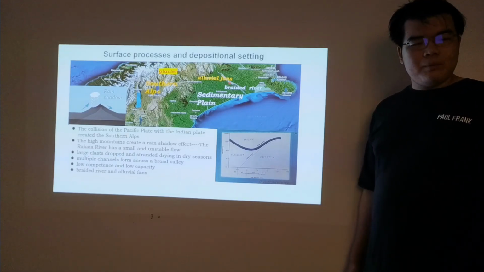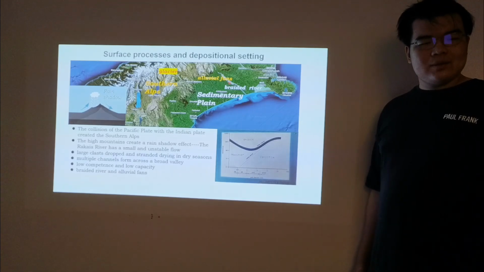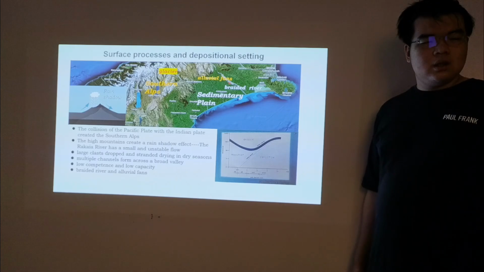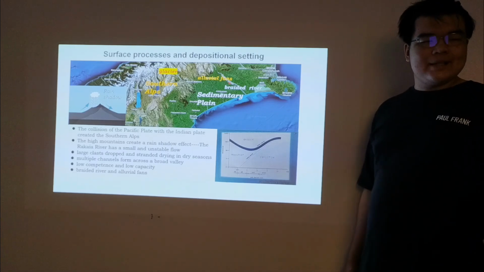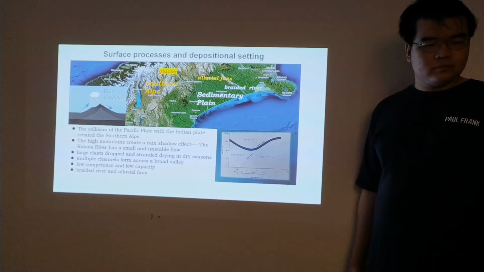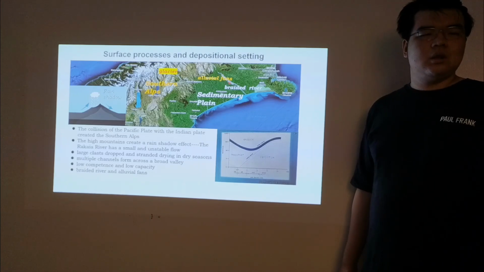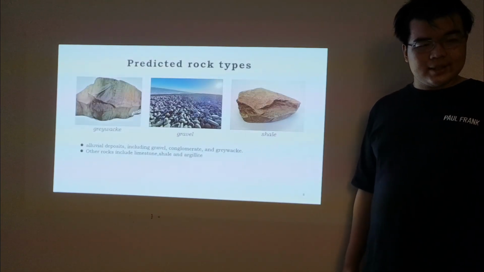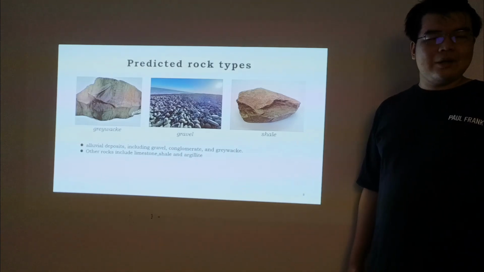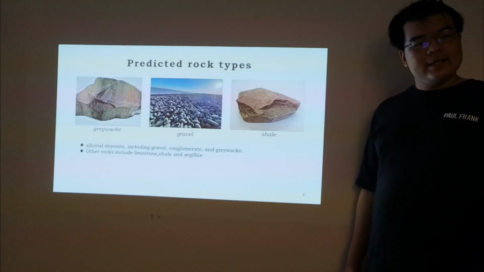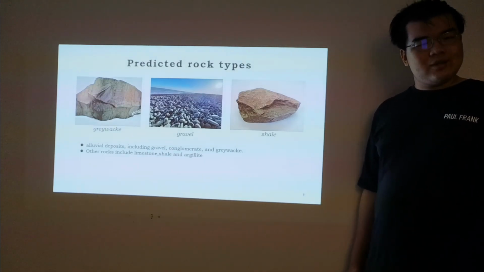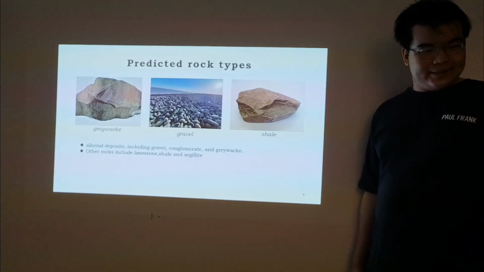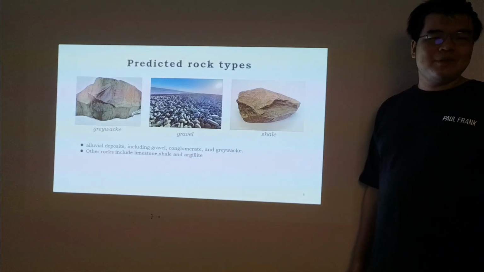Multiple channels form across a broad valley. Between channels are sand and gravel bars composed of deposited sediment. Braided rivers and alluvial fans are deposition environments. The riverbed and surrounding plains are rich in alluvial deposits, consisting of gravel, conglomerate, and greywacke. These deposits are formed from the erosion and transport of rock material from the Southern Alps and other surrounding highlands. Other rocks include limestone and argillite.